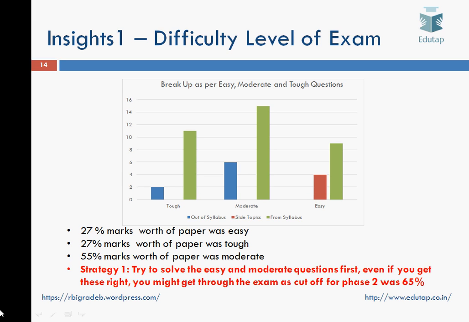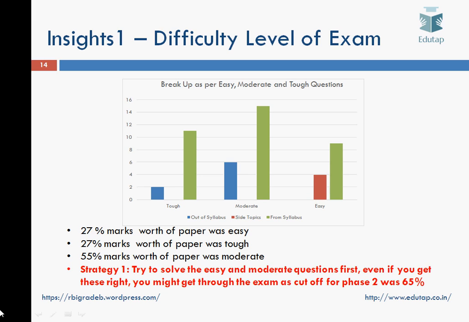First we will discuss the difficulty level of the exam. While doing the analysis, we have divided the questions into three parts: tough, moderate and easy. Each question among these levels of difficulty is further divided into out of syllabus questions, questions from side topics, or questions from the syllabus. In this slide, we will just concentrate on tough, moderate and easy questions, and in the next slides, we will analyze the questions from side topics and out of syllabus topics.